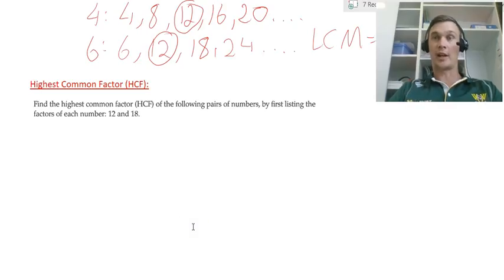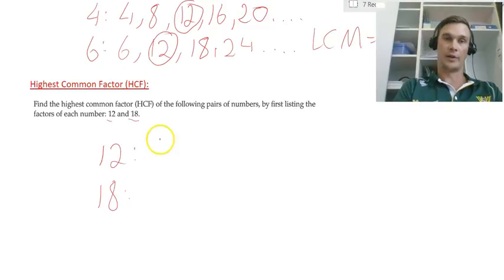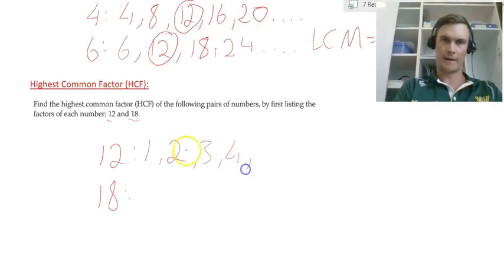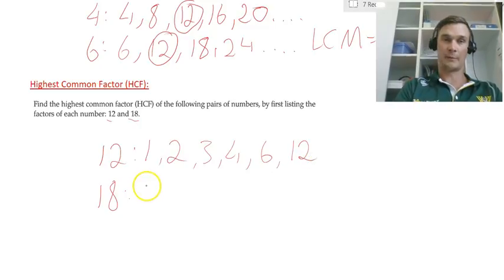Okay, so finding the highest common factor is similar to how we did finding the lowest common multiple. What we want to do is list out the factors of the two numbers. So in this question we want to find the factors of 12 and 18. Okay, and all you need to do is list all the factors for both. So I know that I have 1, 2, 3 times 4, and then matching up either side, 6 and 12. So they're the factors that I have for 12, and the same for 18.